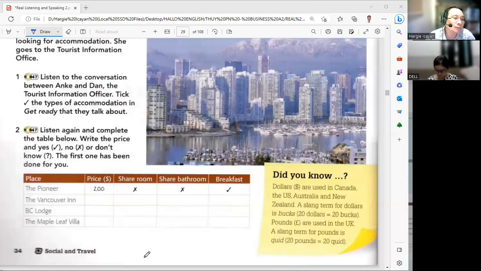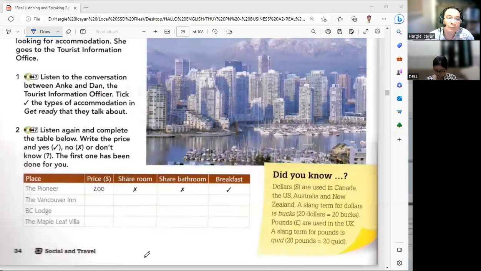I've just arrived here in Vancouver. I'm looking for somewhere to stay. What kind of accommodation would you like? Can you recommend somewhere central? Near to the city, the shops, yeah? Okay. Well, let's have a look.